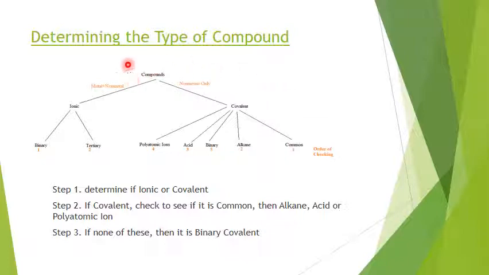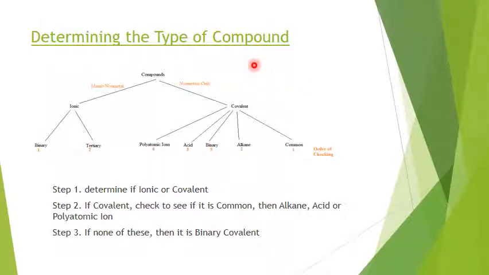Let's say I give you PO4 3 minus. Check to see if phosphorus is a metal or nonmetal. You find out it's a nonmetal, so it's got to be one of these 5 categories. Is it a common? No, it's not one of those 5. Is it an alkane? No, because it's not just carbons and hydrogens. Is it an acid? That's the 3rd category. No, it's not an acid, because acids have H in front. Is it polyatomic? Yes, it's one of those 5. PO4 3 minus is phosphate.